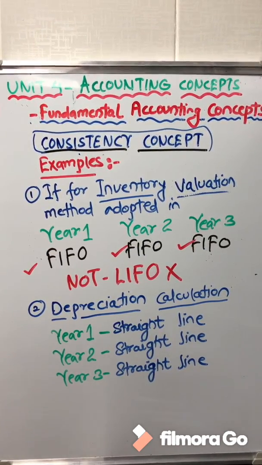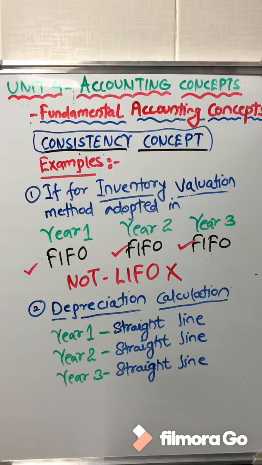Okay, so now we'll discuss the examples. I hope the consistency accounting concept definition is clear. So we'll see the first example. For inventory valuation, I hope you all are aware of what inventory is. If not, I'll just quickly define inventory.